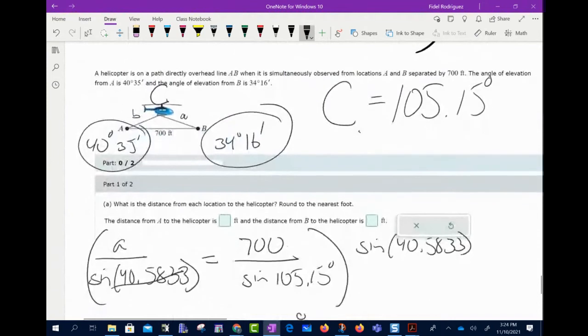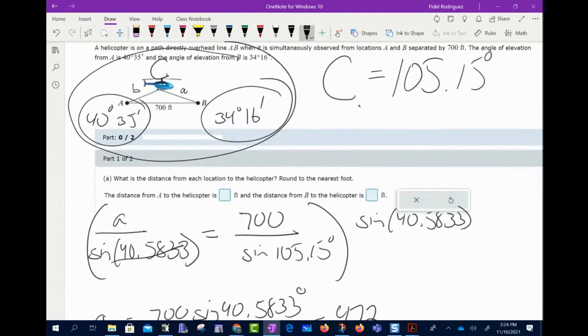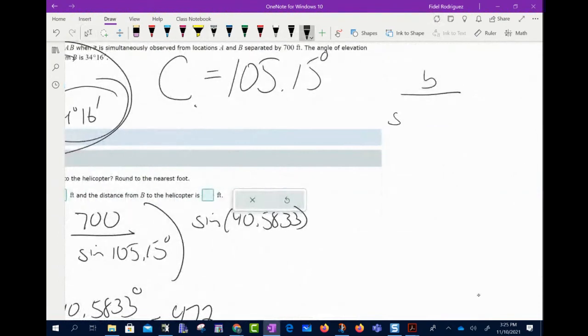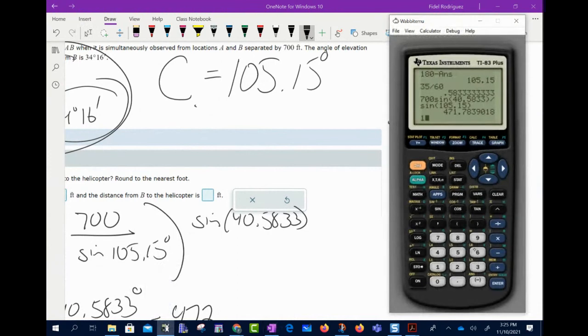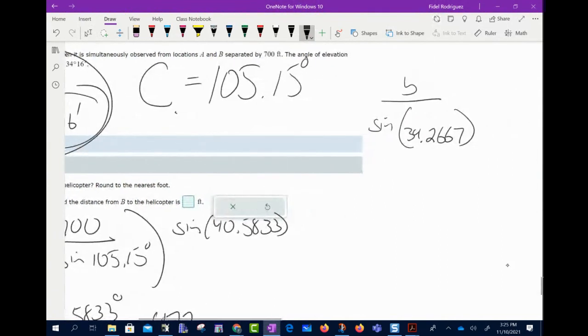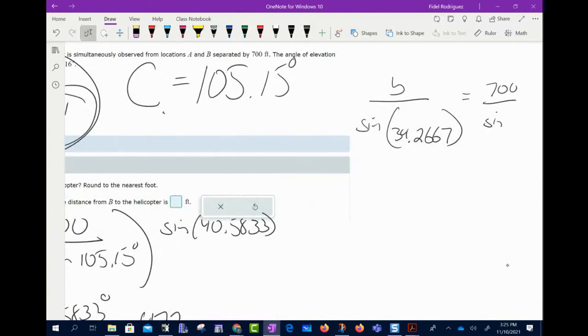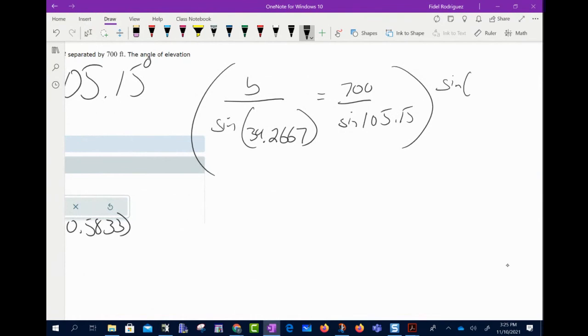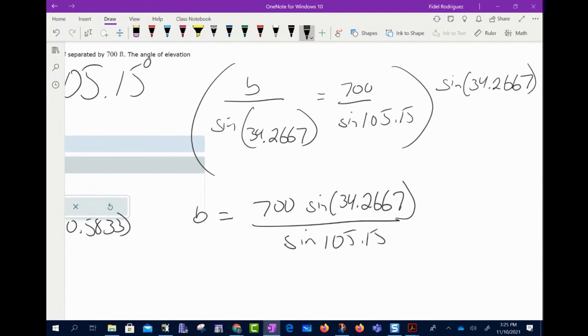Now let's see if we can find the value of little b. Again, y'all, I'm looking at my picture right here, and I would say little b over the sine of 34 point. We had 16, so 16 divided by 60 was 0.2667. So 34.2667 is equal to the same thing, 700 over the sine of 105.15. Again, we'll multiply by that sine of 34.2667. So b equals 700 sine of 34.2667 over the sine of 105.15.